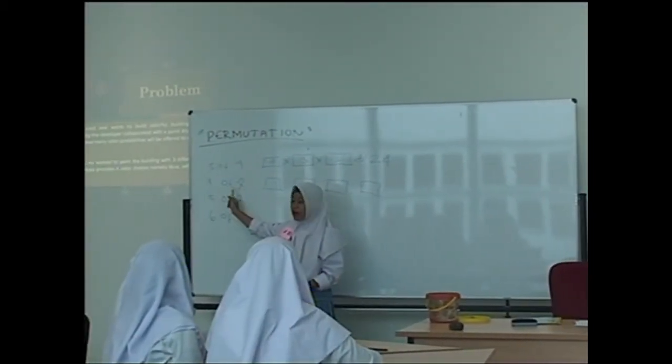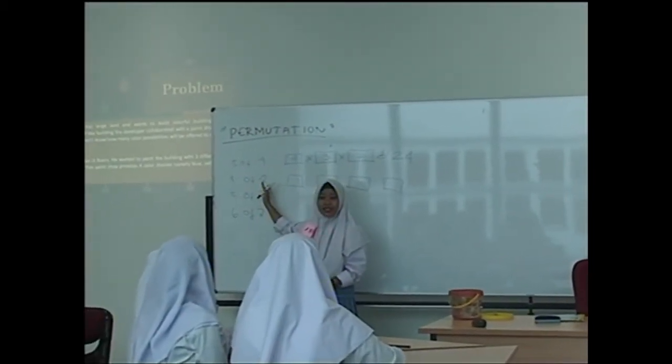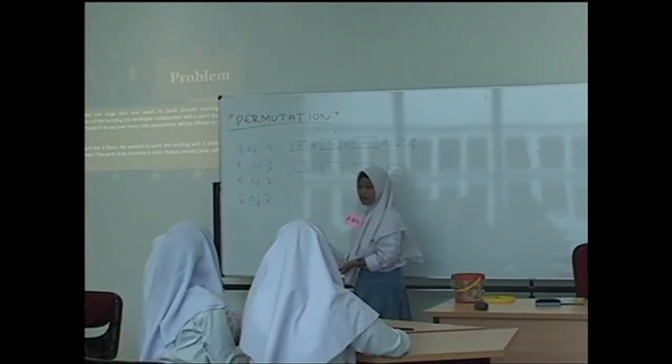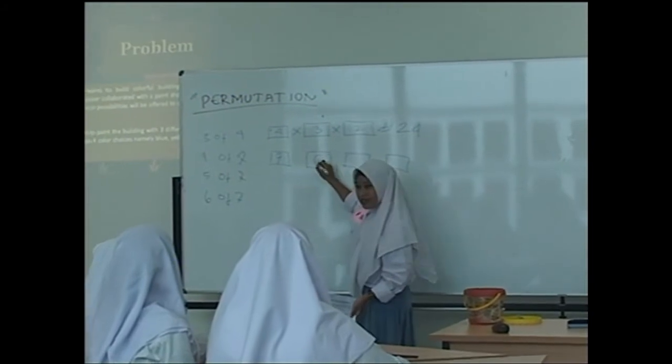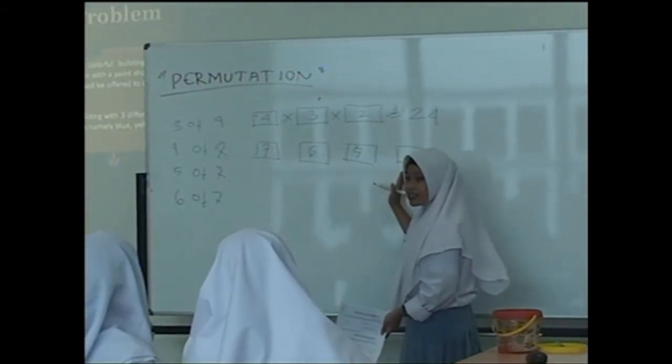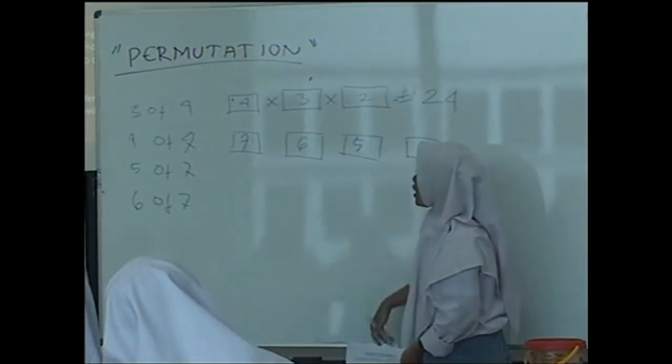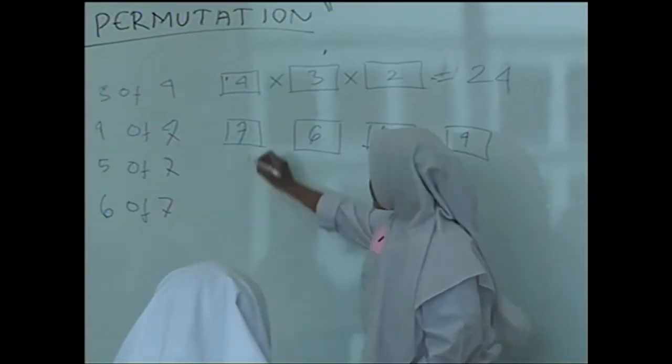Okay, now we have 4 floors and 7 color choices. So the first box we have 7. Then we have 6, 5, and the last is 4. And we have to multiply this.